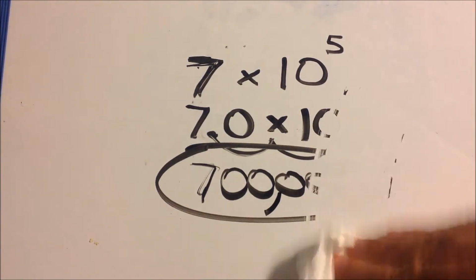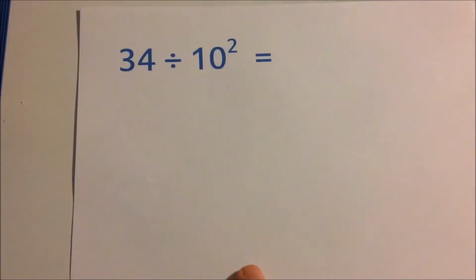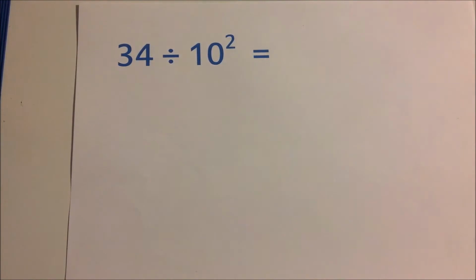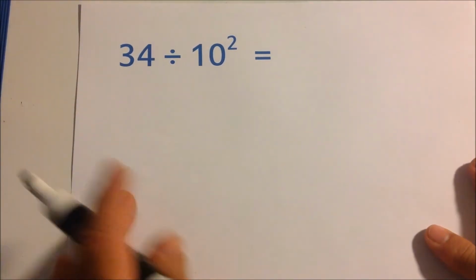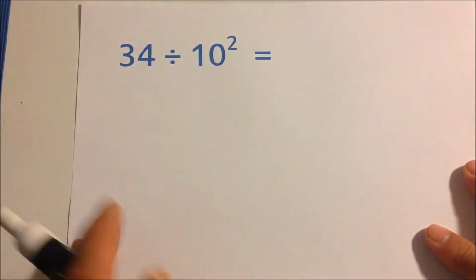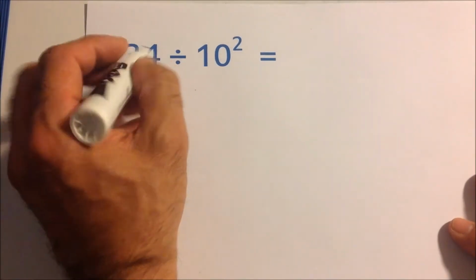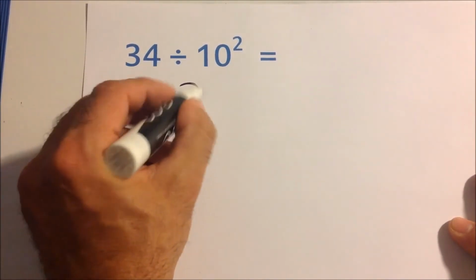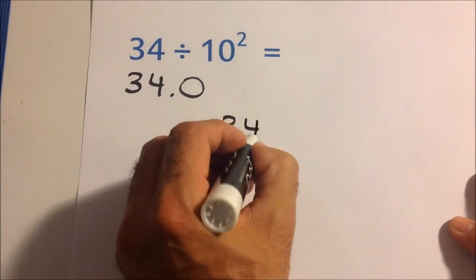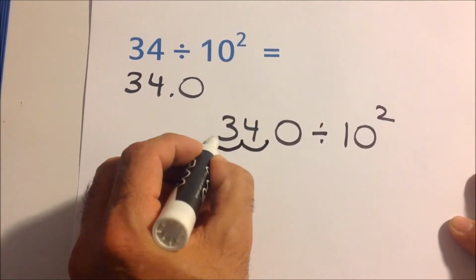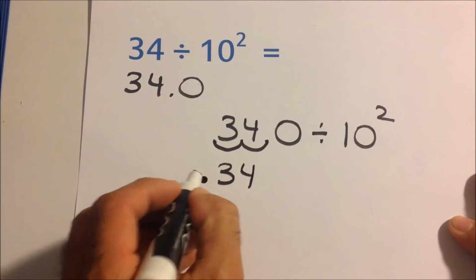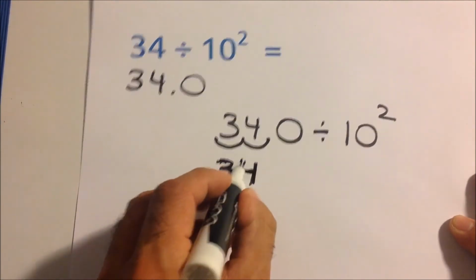Division, just the opposite. We move to the left. So let's look at an example. Let's say we had 34 divided by 10 to the 2nd power. If this was multiplication, we would move this twice to the right. But since it's division, we're going to move it twice to the left. So where do we move it from? Well, remember, the decimal is there. 34 means 34.0. So let's write it over here. 34.0 divided by 10 to the 2nd power. We're going to move to the left. 1, 2. And it becomes 0.34. So just like multiplication, but we just go the other way.